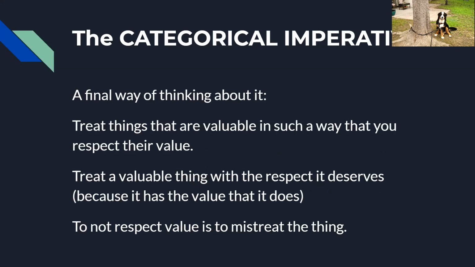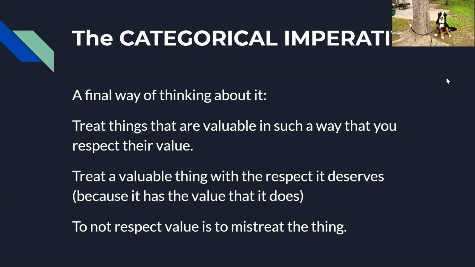A final way of thinking about the categorical imperative that I think is maybe helpful is that Kant thinks there's this ultimate moral rule, kind of like the golden rule almost. The golden rule says treat people as you want them to treat you, but it's a little bit different. It's treat things that are valuable in such a way that you respect their value. That is, treat a valuable thing with the respect that it deserves because it has the value that it has, right?